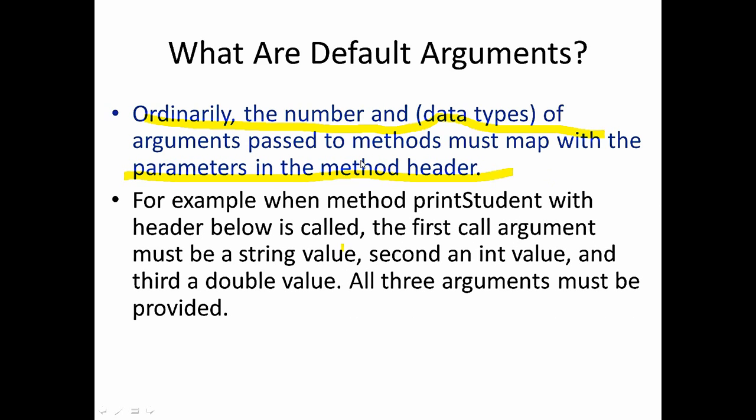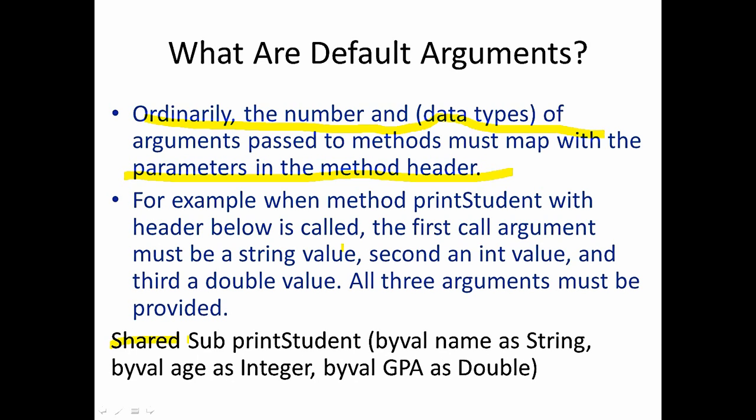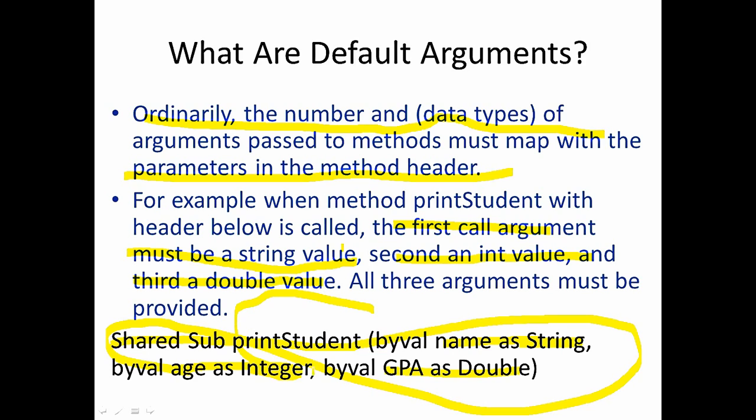Okay, so we're taking a function called print student, like this one here. The first call argument must be a string value. So name is a string, so when we make a method call, the first argument should be a string. Second should be an integer value, so age should be an integer, and third should be a double value, so we are passing a GPA as a double value. Purpose of this function print student is to print student's data to console. Okay, and all three must be provided. We cannot skip any of them.